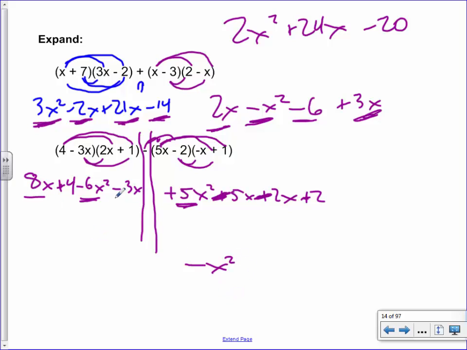Let's see, 8 minus 3 is 5. Minus 5 gets us 0. Minus 2 should give us negative 2. And then 4 and 2 should give us 6, hopefully. You got that too? So, yeah, make sure you're very careful with distributing that negative.